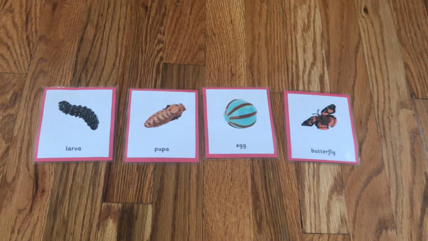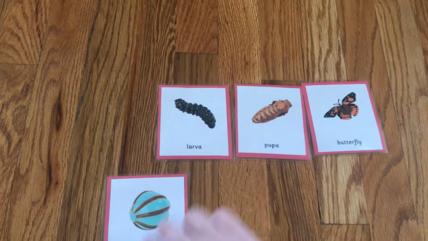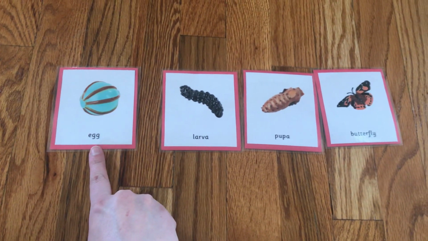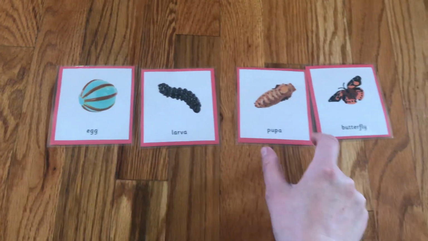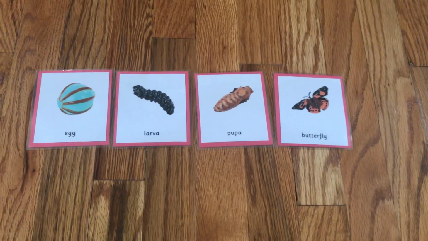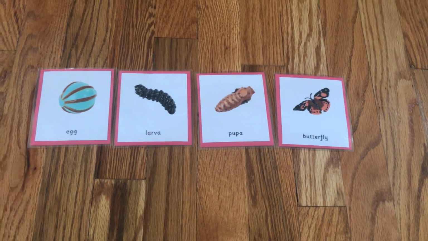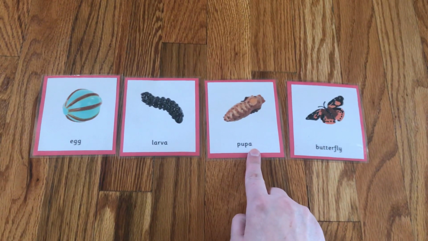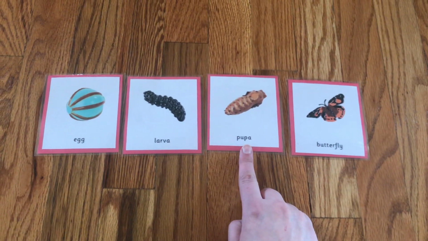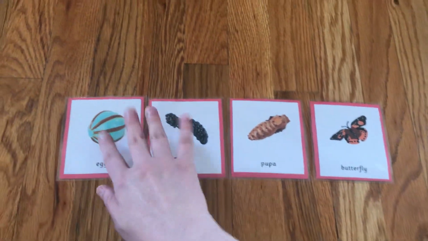I think it's egg too. I'm not sure if that's what an egg looks like for every kind of butterfly, but for this kind it is, which that's a really pretty egg. So we've got egg, larva, pupa, butterfly. Do you think that's correct? Yeah, I think it is too. And pupa, that's another word for when the butterfly goes in the cocoon. So yes, we are right. Good job, guys.